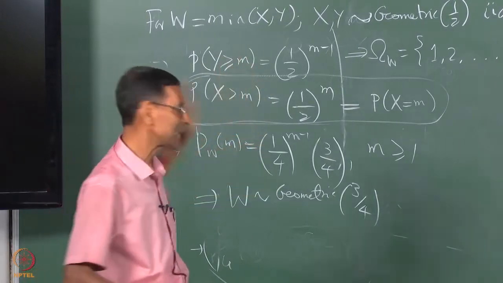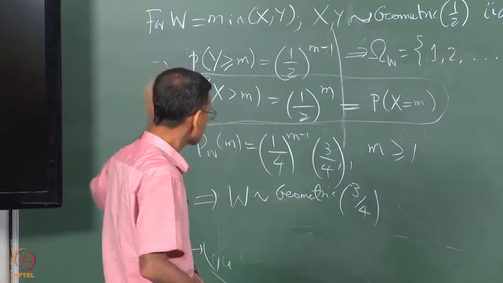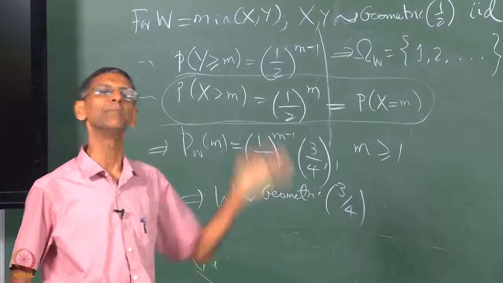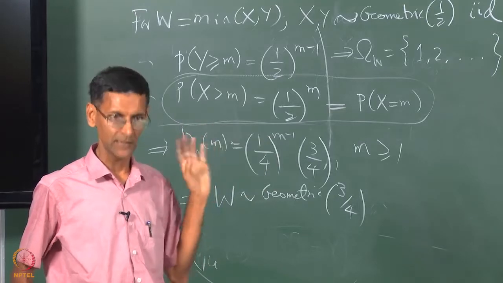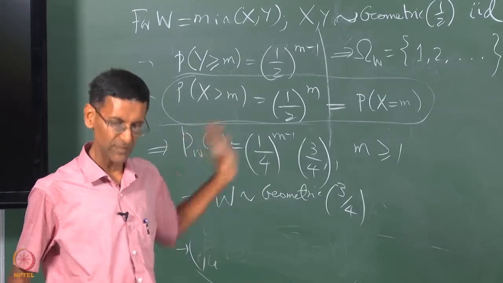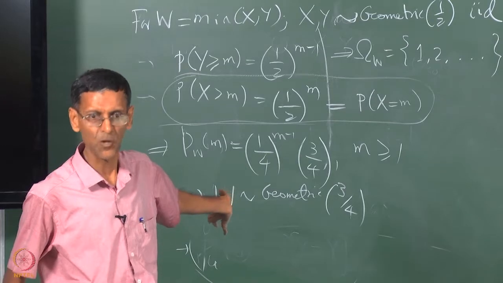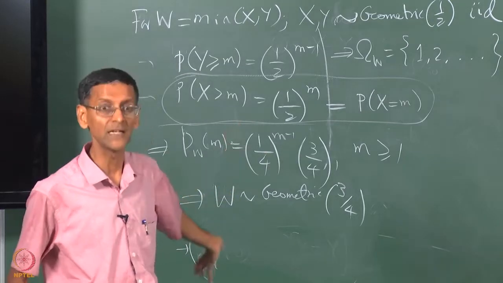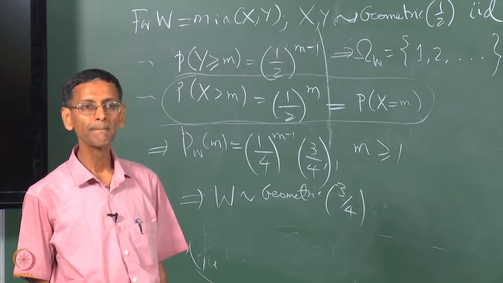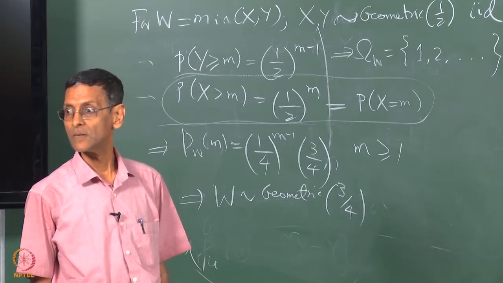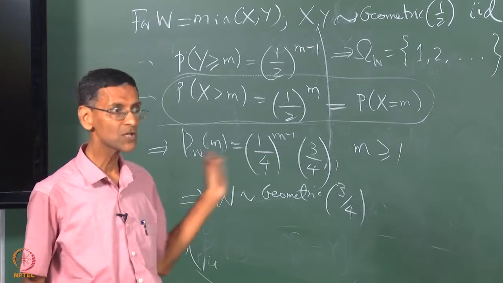Again and again let me emphasize, wherever possible these probability calculations must be capable of being explained intuitively. Of course not everything is intuitively explainable, but certainly this is. This is okay. Any questions on this?